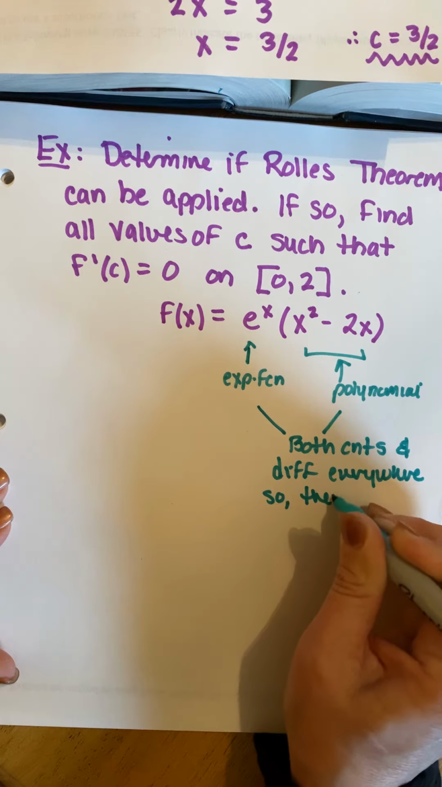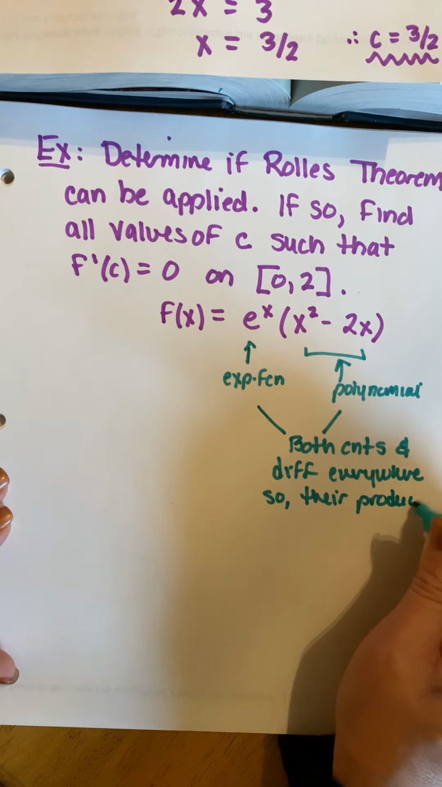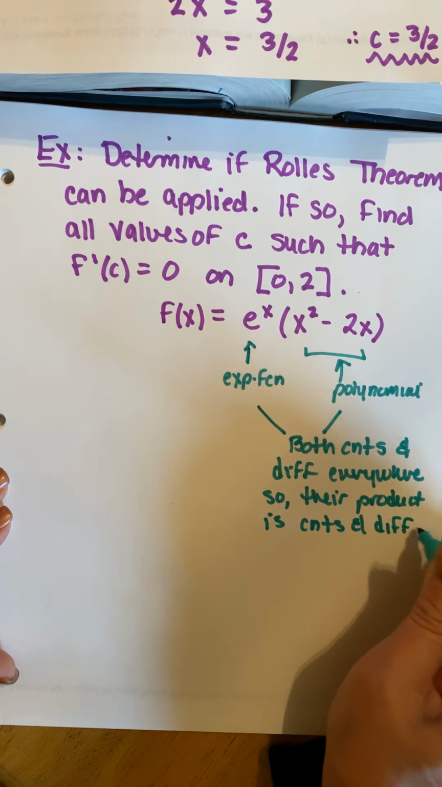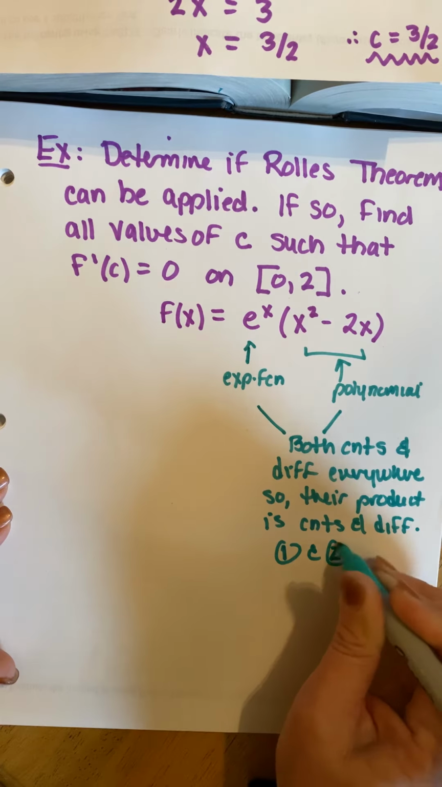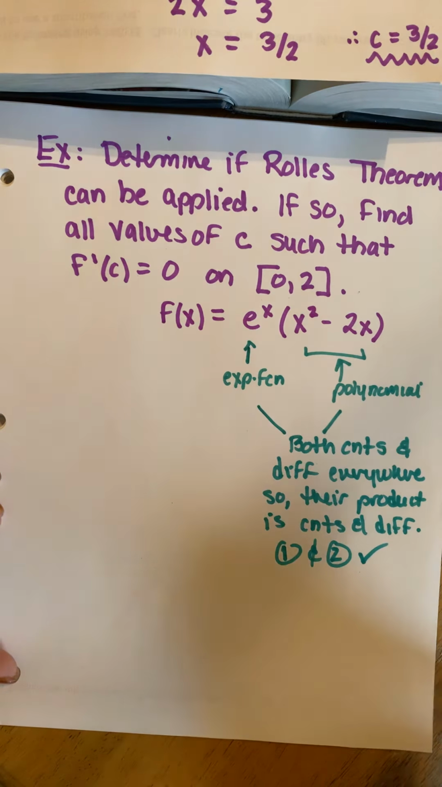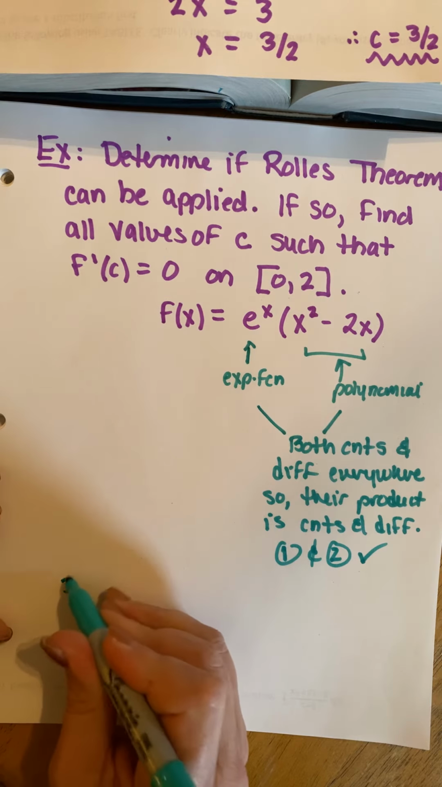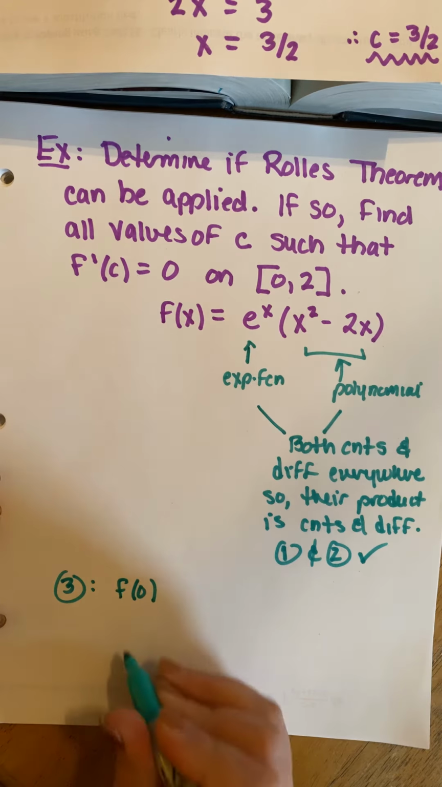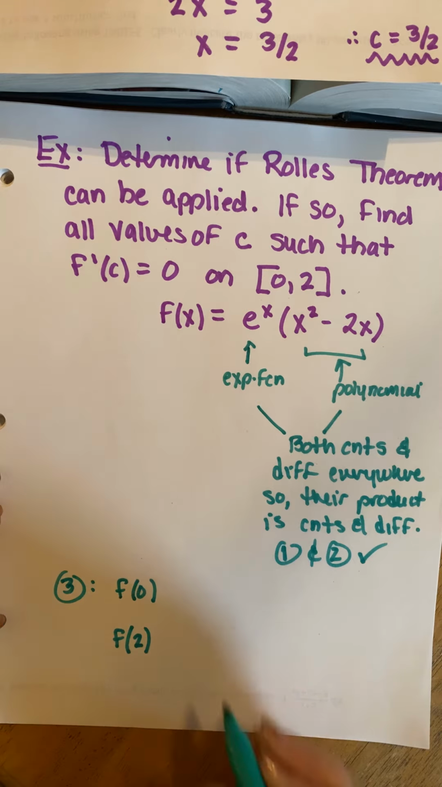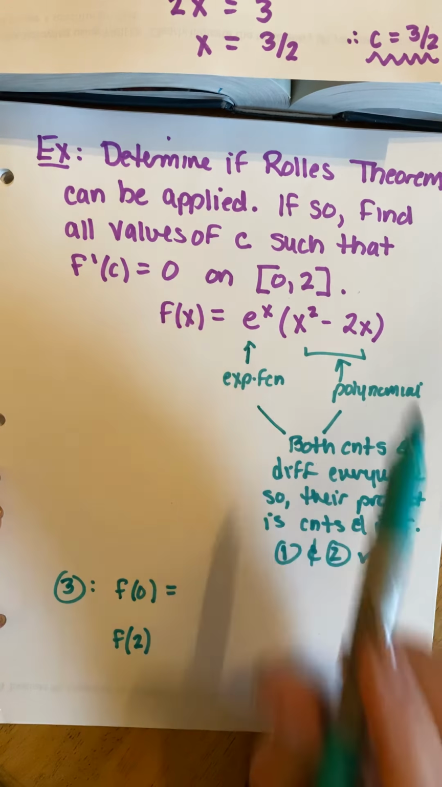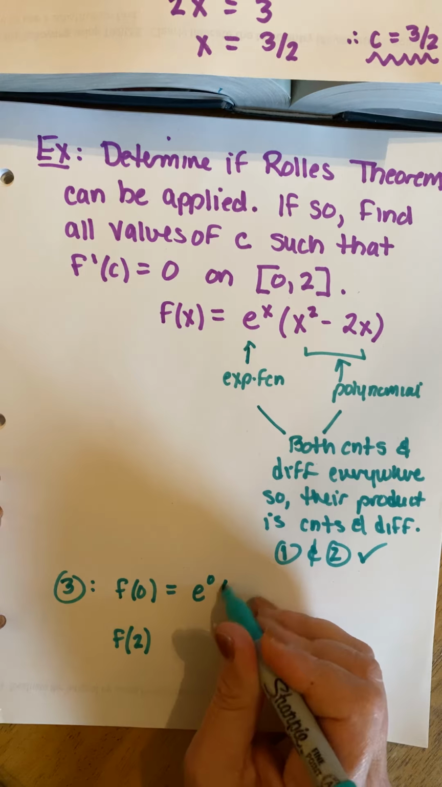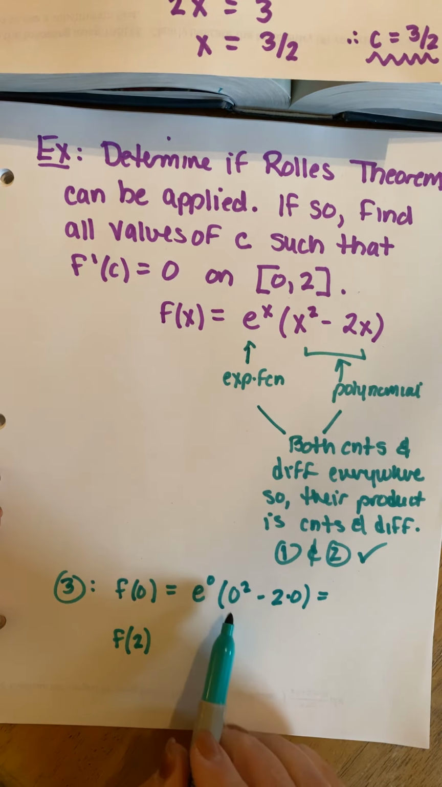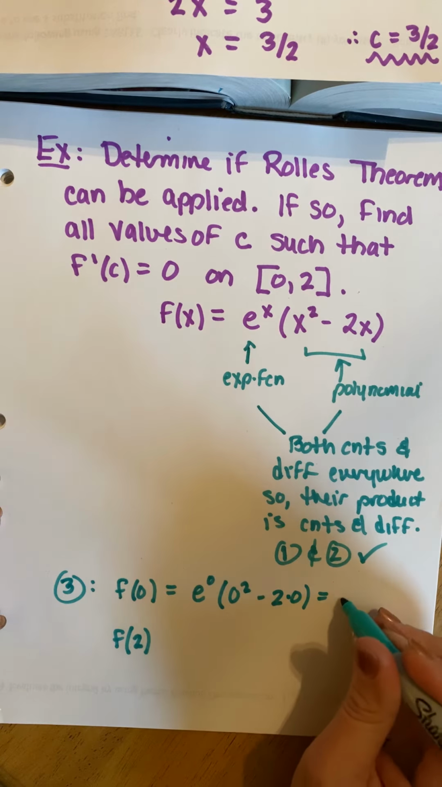So their product is continuous and differentiable. So 1 and 2 are satisfied. So now let's check condition 3. We have to check the output at the endpoints. So we're going to plug in 0 and get our value. We're going to plug in 2 and get our value. So our output at 0 would be e to the 0 times 0 squared minus 2 times 0. Well, e to the 0 is 1, but 0 squared minus 2 times 0 is just 0. So we're back at 0.